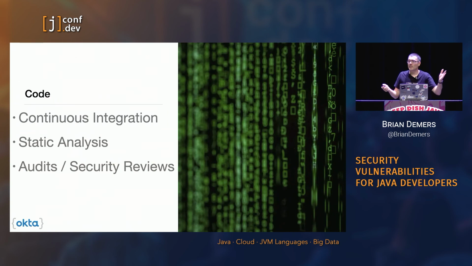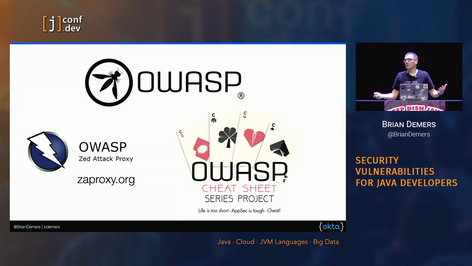So the code is the small piece of your applications that you actually care about. You can do static analysis, you can do security audits. There's a whole bunch of suites of tools out there. OWASP is a great resource. Has anyone not heard of OWASP? Go check them out.